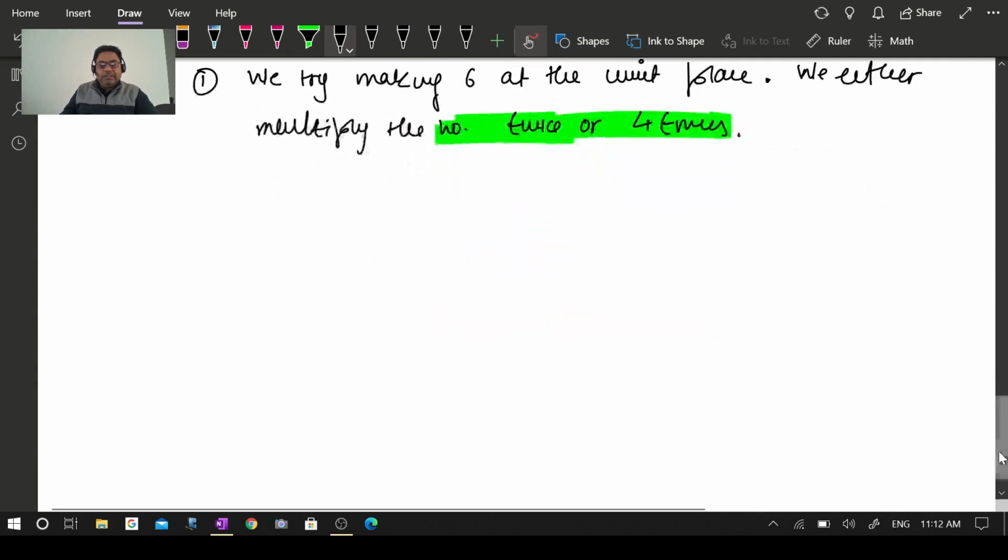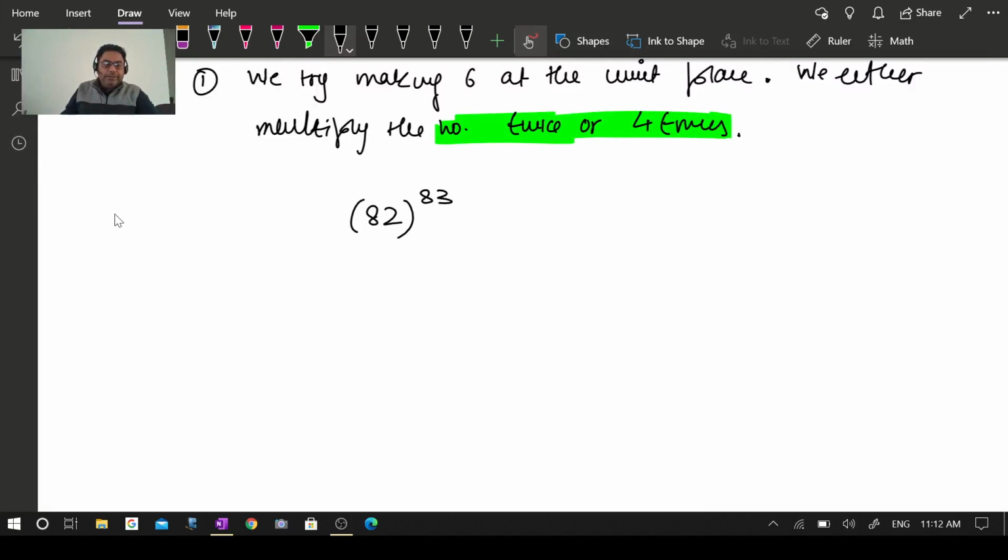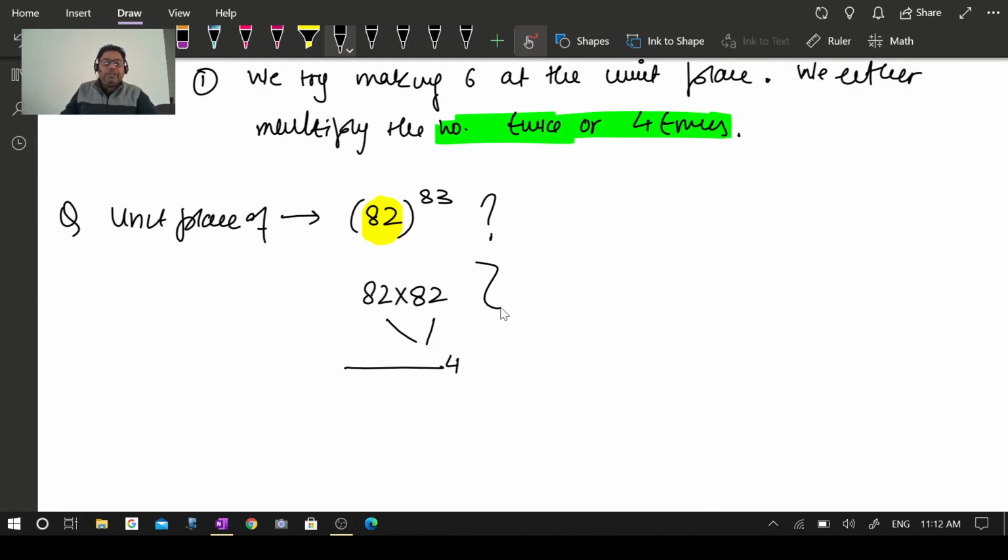So now let's create a question. Suppose you have to find the unit place of 82 to the power 83. First of all I mark this index, it's even. I have to make 6 at the unit place. So just check it out. First I multiply 2 times, 2 2s are 4. 4 at the unit place, so I won't take this case because I need 6 at the unit place.